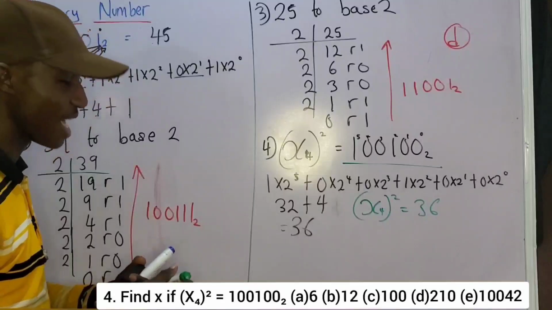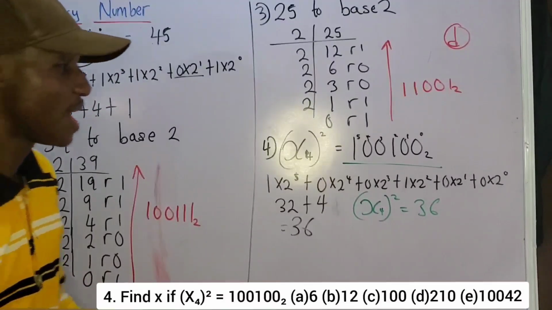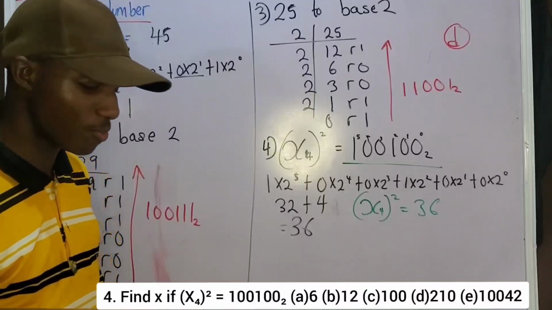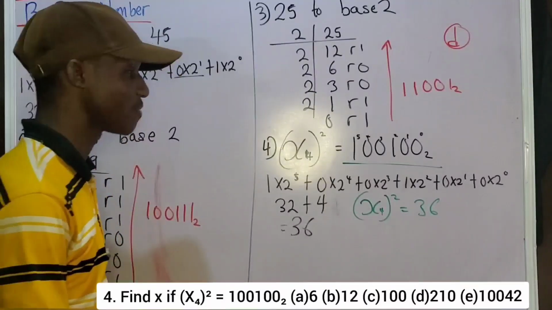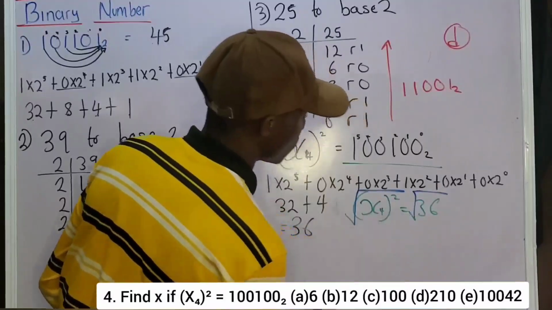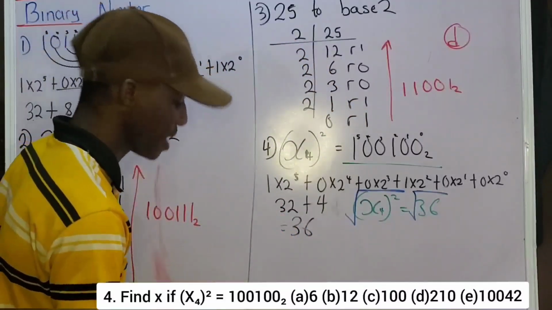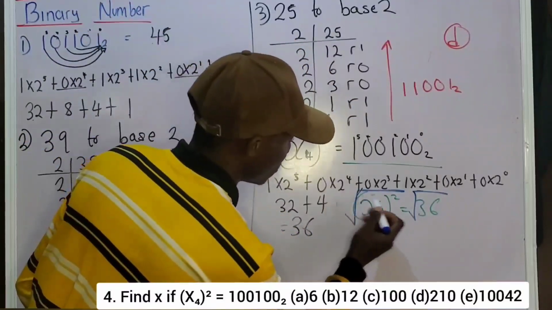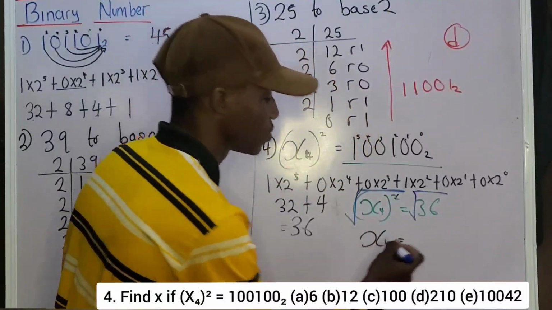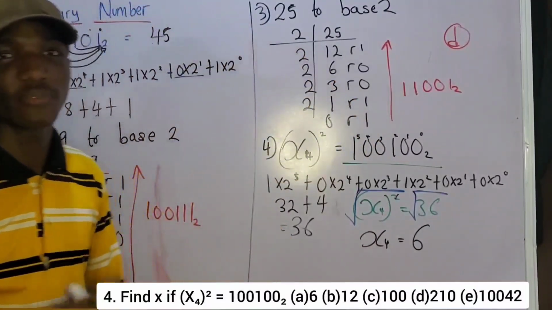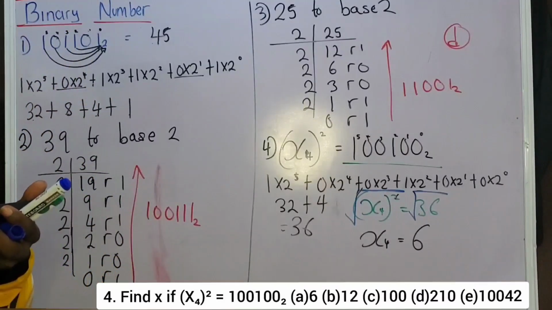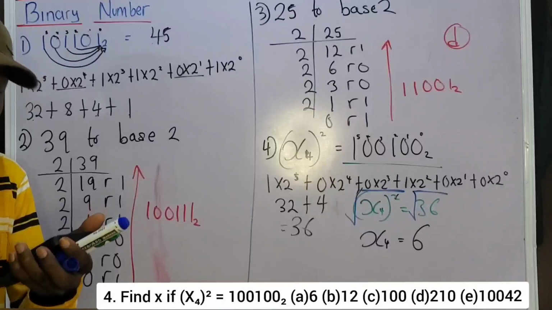Now, the next step is that I want to eliminate this square. What do I do? I will take the square root of both sides. So, for this, I'm going to have the square root of (x base 4) squared. Take the square root. Now, this square, we eliminate this. I'm going to have x base 4 is equal to the square root of 36, which is 6. Now, 6 is not the final answer. And I'm very sure you're going to have something like 6 in the options. Yes, you can see option here is 6. 6 is not the final answer.